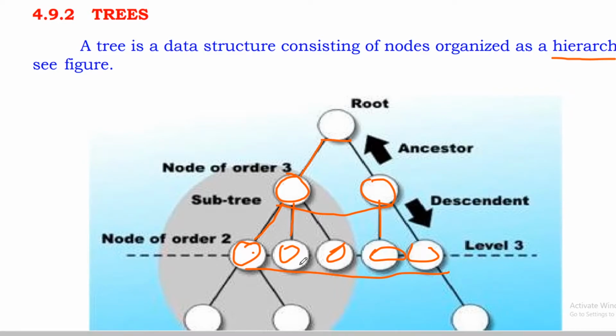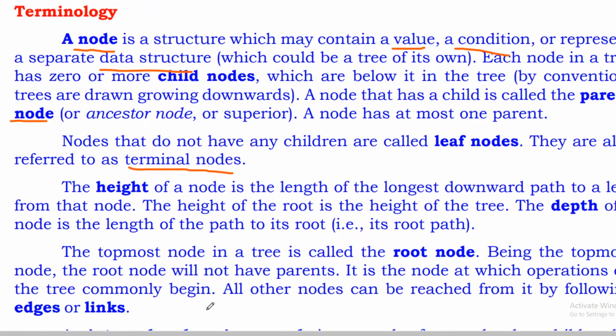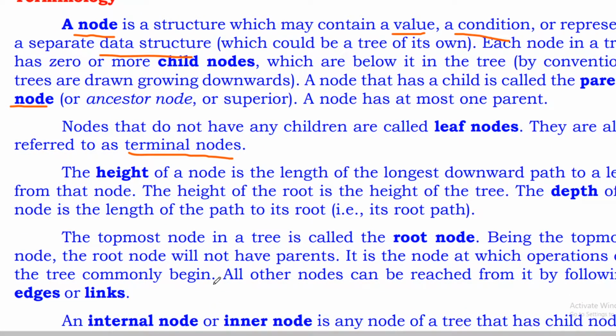A parent node can have many children. The node which has no children is called a leaf node or terminal node. That's the end of the tree; these do not have children. That is called a leaf node. I think you got an idea. This is about what a node is, what a parent node is, what a child node is, and also what a leaf node or terminal node is. Now let us continue with the height of a node. The height of a node is the length of the longest downward path to a leaf from that node.